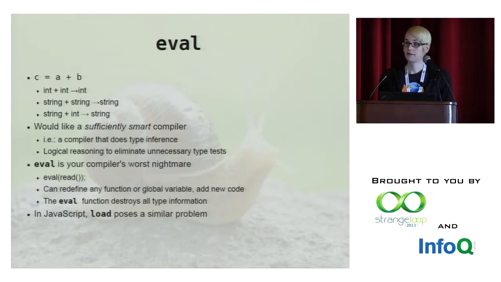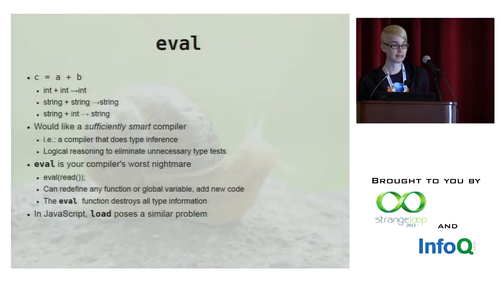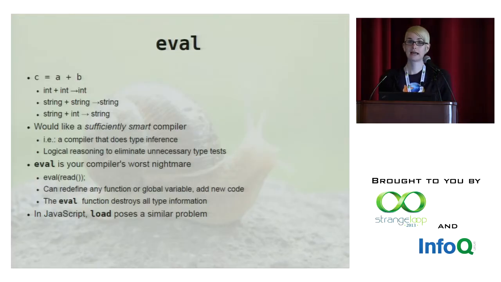And then finally, there's the eval function that comes and complicates things. So dynamic languages are not untyped. They have typing rules. So for example, if I had the plus operator and I say C equals A plus B, I could say that adding an integer to an integer produces an integer, adding a string to a string produces a string, adding a string to an integer produces a string, and so on. So ideally, I'd like to have a smart compiler that can do some amount of type inference, eliminate unnecessary type tests, and make my program run faster. But eval complicates things because it allows you to evaluate arbitrary code at any point. So with eval, you could potentially be redefining any function, any global variables, sometimes local variables. You could be introducing new code into your program, and this really complicates type inference.